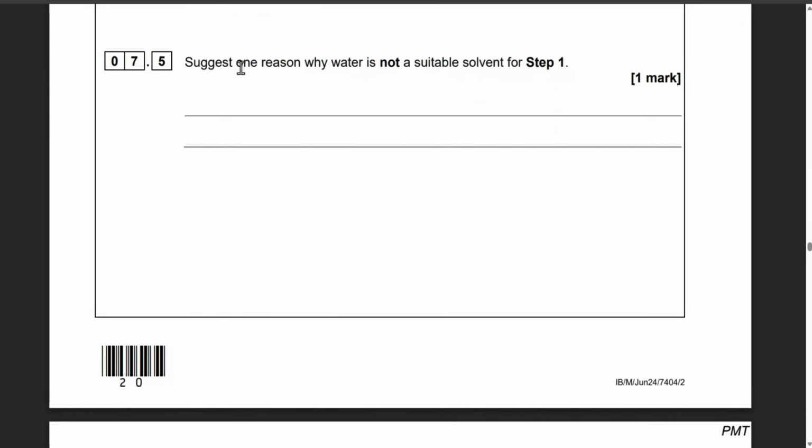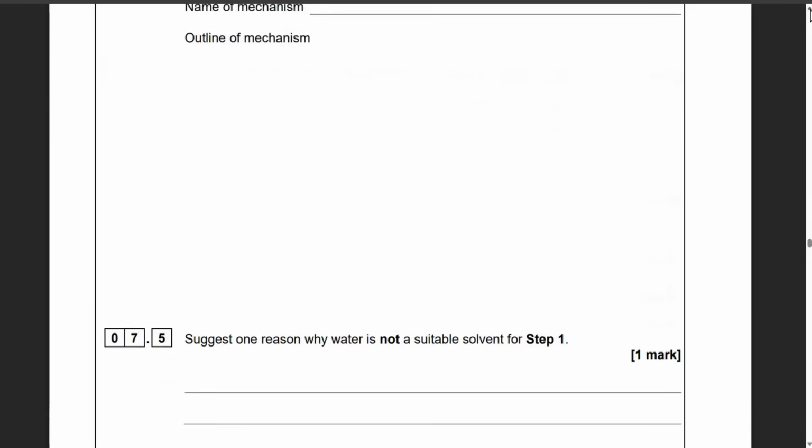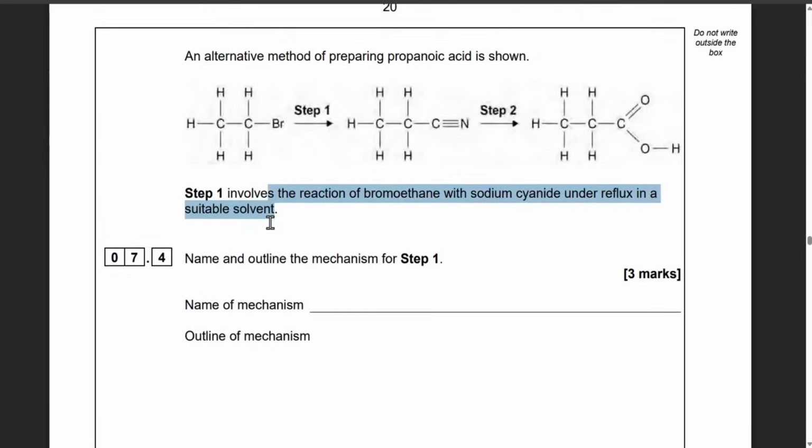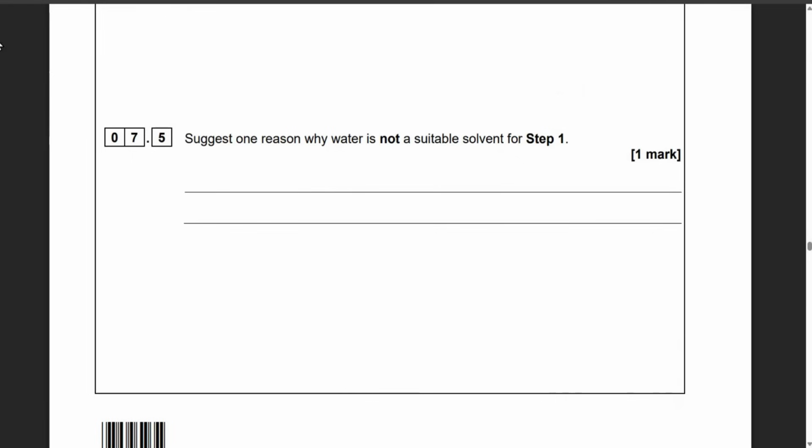Question 7.5 suggests one reason why water is not a suitable solvent for step 1. So what we want to look at here is, why is water not a suitable solvent? Okay, think about water. What kind of ions do we find in water? Well, water is H2O. Water is made of hydroxide ions and hydrogen ions, so OH minus. What's going to happen if your OH minus from the water, which also has a lone pair and a negative charge, attacks that delta positive carbon in the carbon bromine bond? Well, you're going to get nucleophilic substitution, but this time you're going to get hydroxide ion swapping for the bromine instead. So you're going to form an alcohol, you're going to form ethanol.